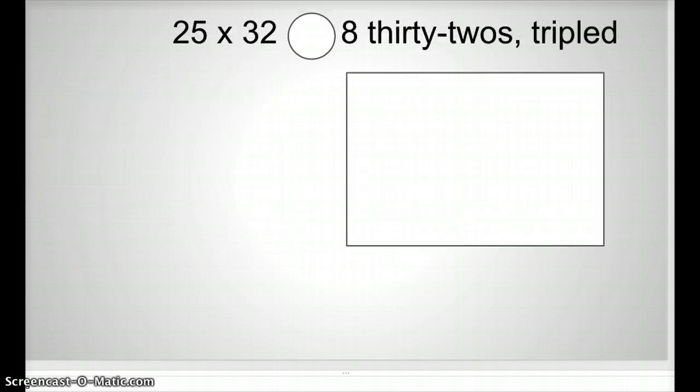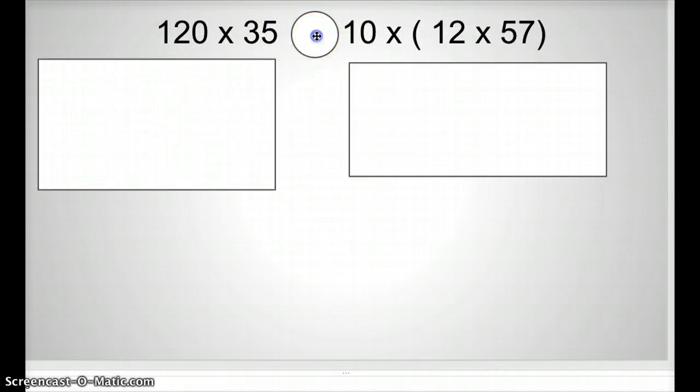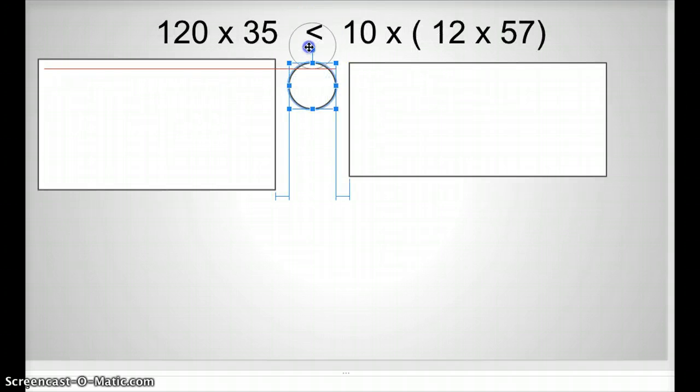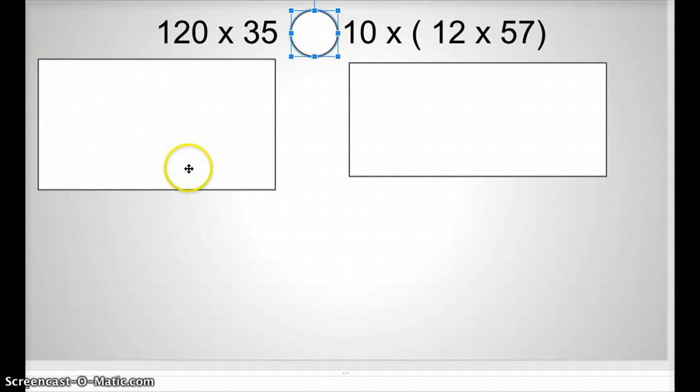Let's look at this one. This is 25 times 32. Ooh, let's go back, sorry. So this should have been another one. This gave you the answer. This one should have been equal, because 200 times 7 is the same as 200 times 7, because that's what this would be over here. You see the answer, but let's cover it up anyway.